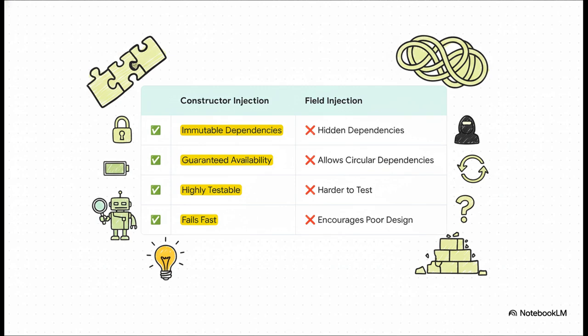Field injection, on the other hand, hides your dependencies and can lead to some really nasty problems, like circular dependencies that'll have you pulling your hair out. Just always use the constructor.